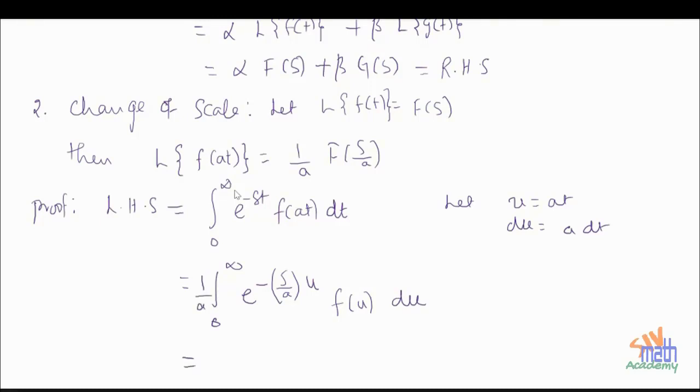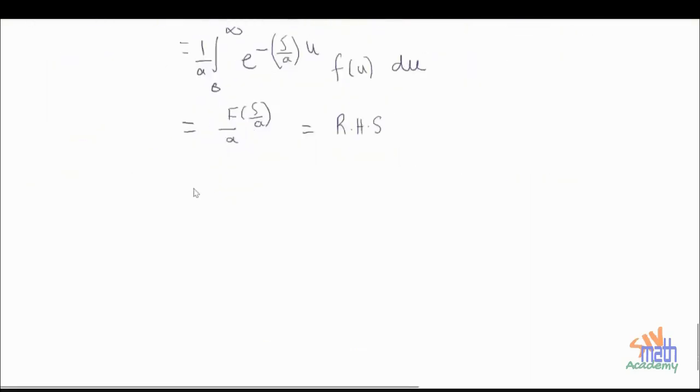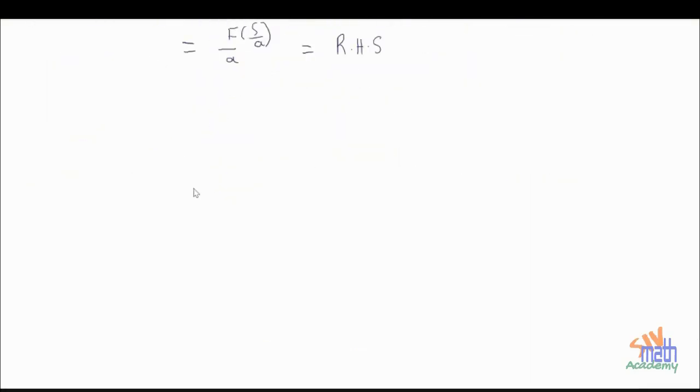Now look here. s by a, you can call it s dash. Then it will be f of s dash. So this is 1 by a into f of s by a, because in the place of s, we have s by a here. So which is nothing but your RHS. So this simple is your Laplace transform. Absolutely no trouble at all. And here you can try certain problems of your own choice.